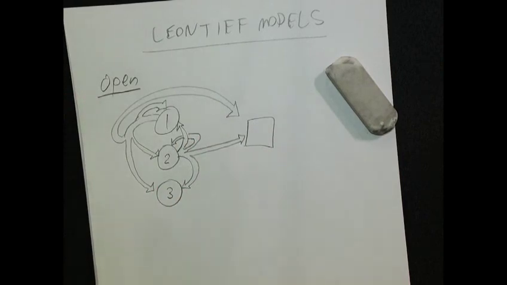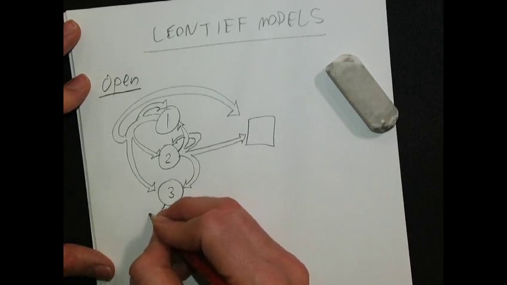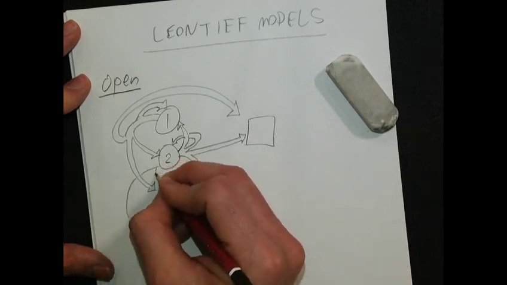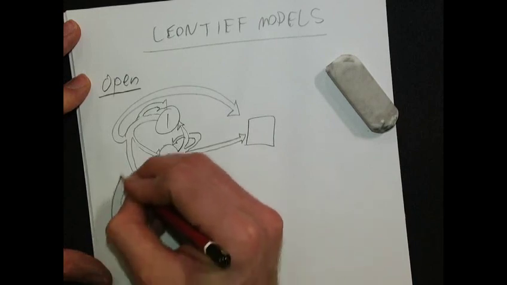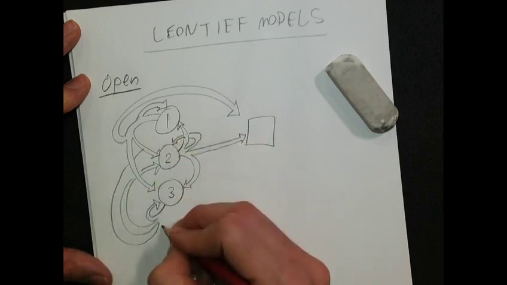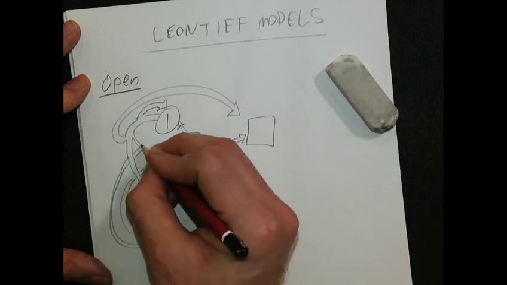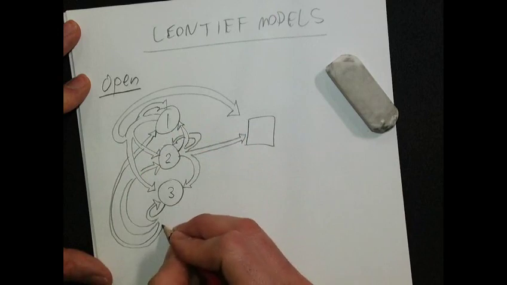And for three, it will use some of its own output. It will send some to number two. It will send some to number one. And it will send some to the external body.